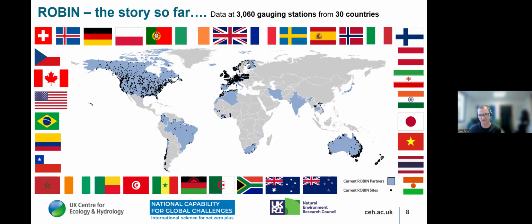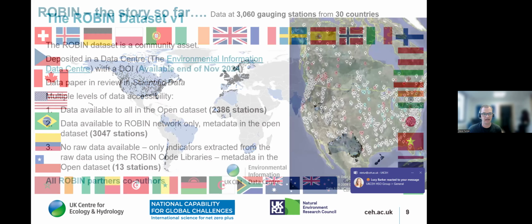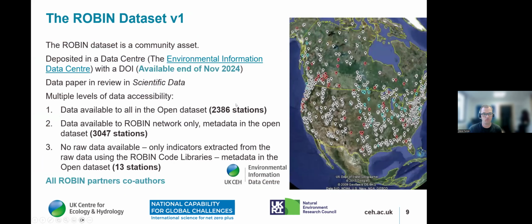So the 30 countries, all the black dots on this map are the sites in the Robin network. It's about 3,000, and that's where we are so far. And this is our sort of first version of the data set. And we've deposited this data, or the data that we're able to share, in an openly available data center, which will be available in November, the end of November this year.